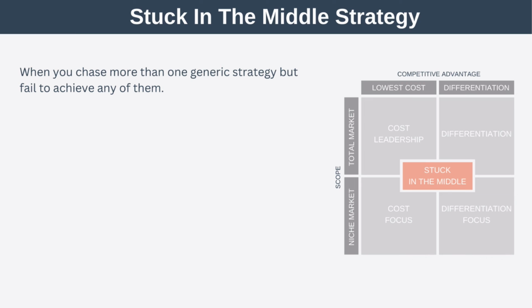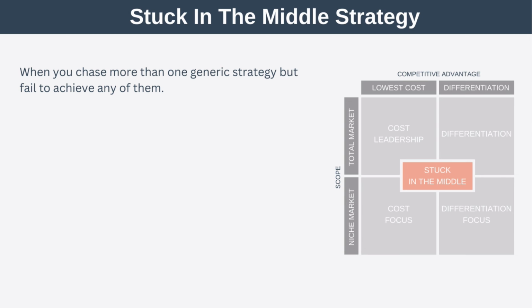So finally, we have the stuck in the middle strategy. So firms that chase more than one generic strategy but fail to achieve any of them successfully are said to be stuck in the middle. They are neither inexpensive nor differentiated. Now, the reason why firms struggle to both differentiate and lead on cost is that differentiation is usually very expensive.